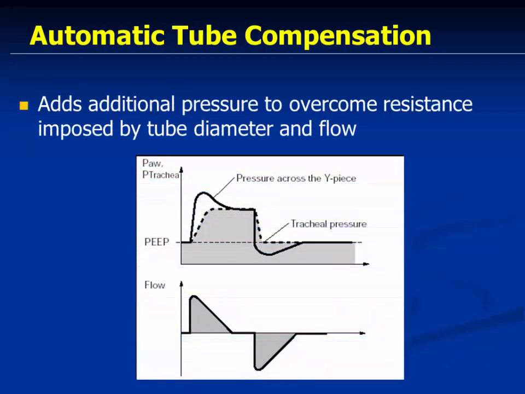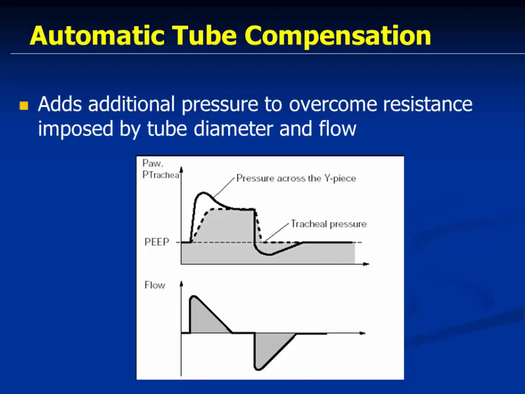What is happening? It adds additional pressure to overcome the resistance imposed by the tube diameter and the flow. So this is your set pressure, but at the initial of the ventilation inspiratory phase, it increases the pressure because the ventilator knows. There is a calculator fit in the ventilator microprocessor where you have to feed that tube number 9, tube number 8.5, tube number 7, which tube you have put, and you want 100% compensation or how much compensation.